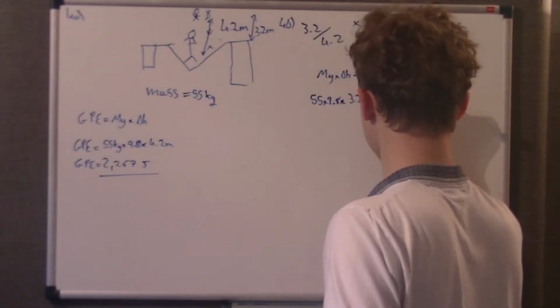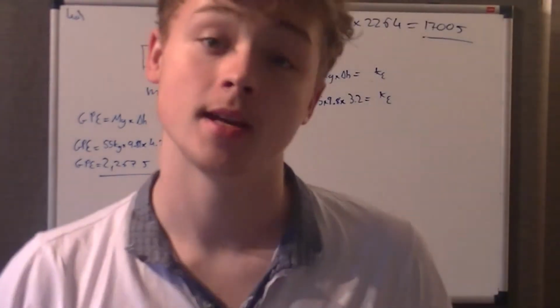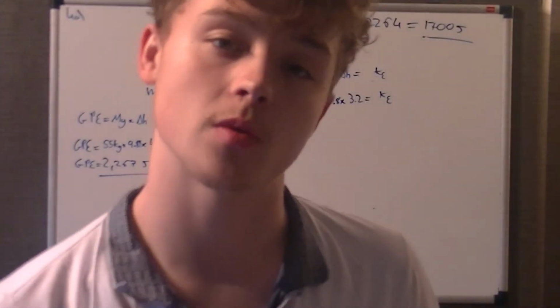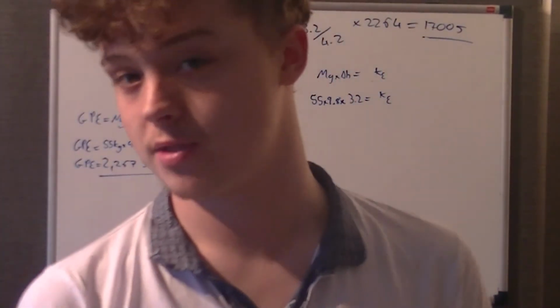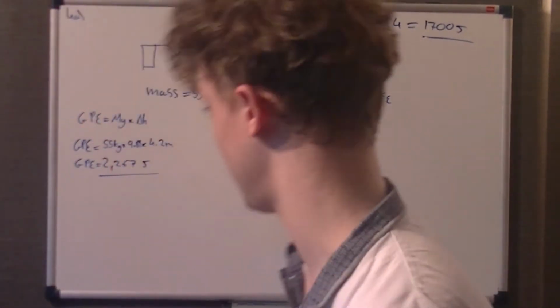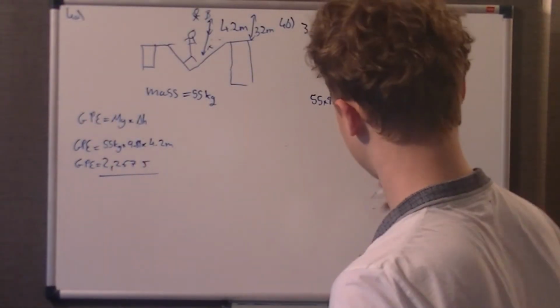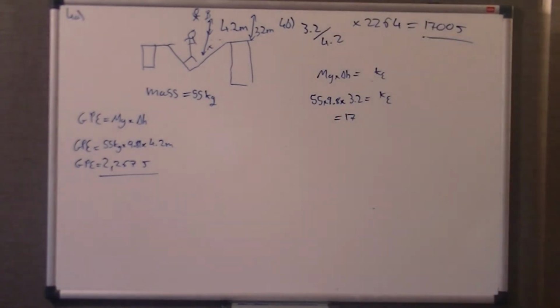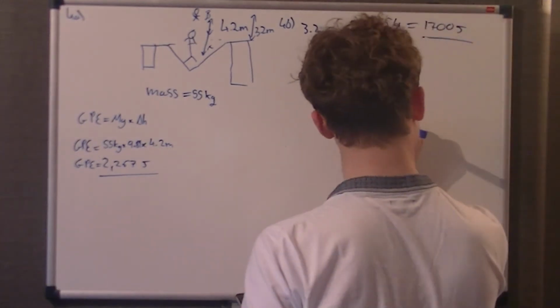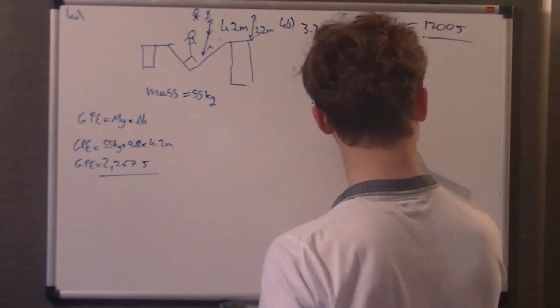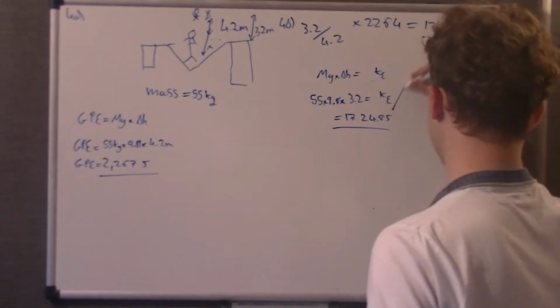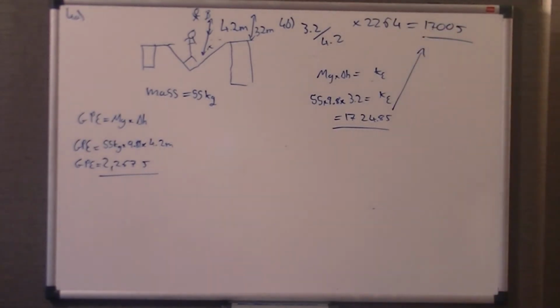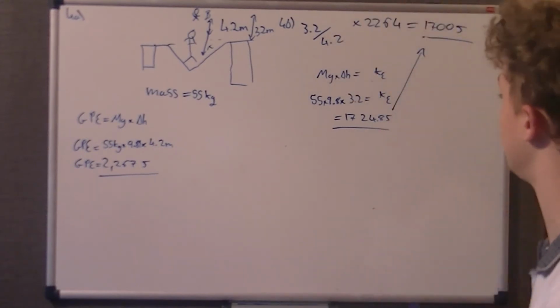That's not how you normally work out KE, that's just because we assume no energy is lost, so it gains what it loses in terms of gravitational to kinetic, and obviously the other way around as well. And that comes to about 1,724.8 joules, which you can round down to 1,700 joules. But essentially, we get the same answer. So that's one way of doing it.